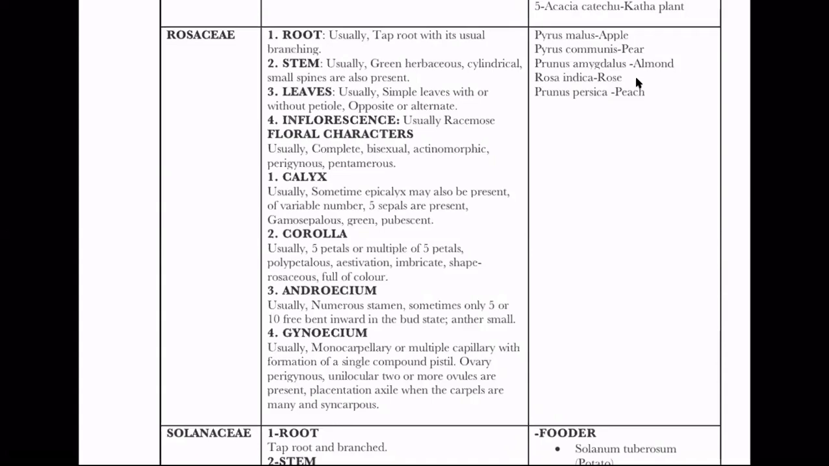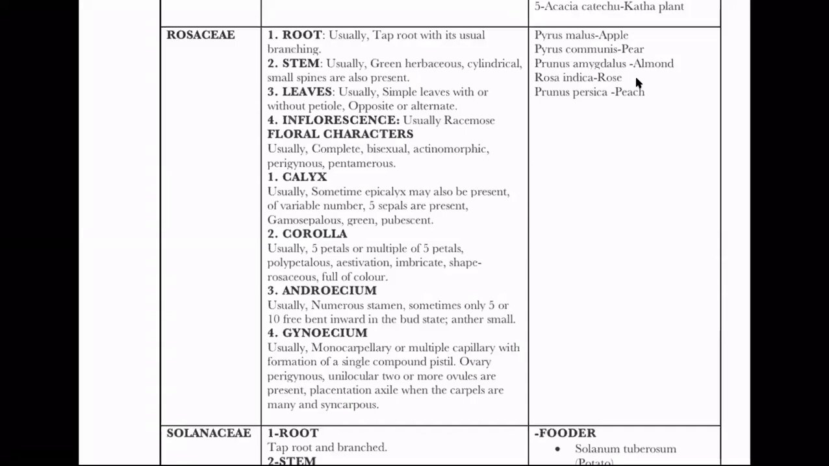So it can be polycarpellary too, but yeah, the apocarpous and syncarpous will all be combined together. Ovaries perigynous, unilocular, 2 or more ovules are present. Placentation is axile where the carpels are many and syncarpous. Inside this you have apple, pear, almond, rose, peach. Please remember the names apple, pear, peach, rose, almond, these come in the exam. This is a very important family.